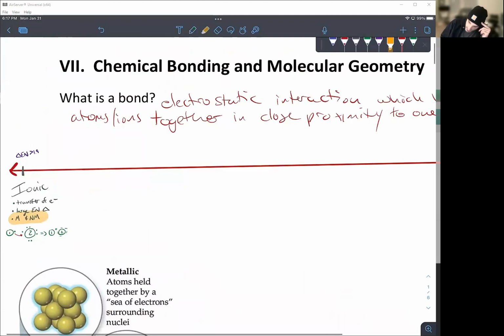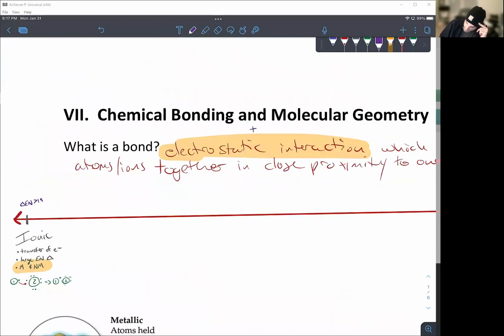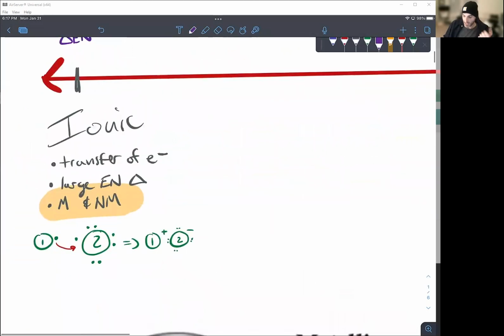And again, I keep saying this word, and you need to know what it means. Electrostatic interaction is a positive and negative. We know that they are attracted to one another. So whenever you hear electrostatic, that's what we're talking about, positive and negative. So an ionic bond, how we recognize it, metal and a non-metal, large electronegativity difference, which we'll talk about in a little bit. The transfer of electrons is what typically happens.